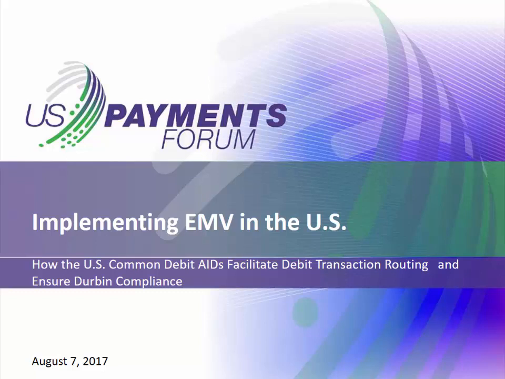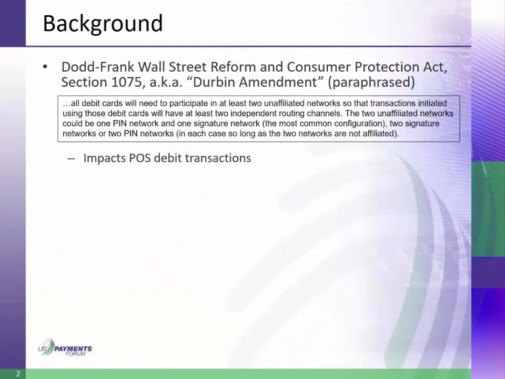EMV has been implemented in many countries around the world during the past 20 years. Each country has had its own unique challenges during its implementation. The goal of this presentation is to demystify one of the least understood components of the U.S. EMV migration, the U.S. Common Debit AIDs. This presentation was updated in June 2017 after clarification from the Federal Reserve on Durbin compliance.